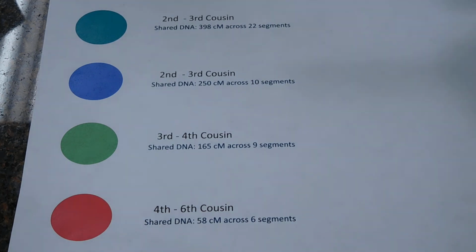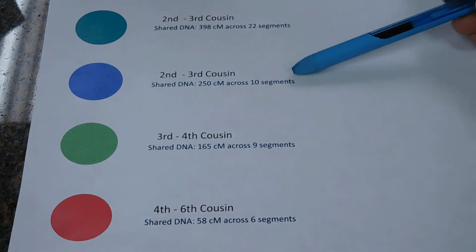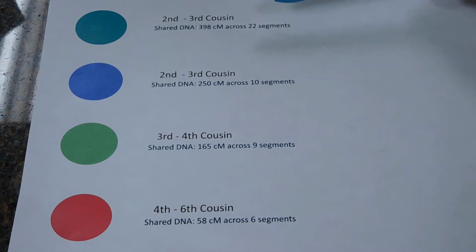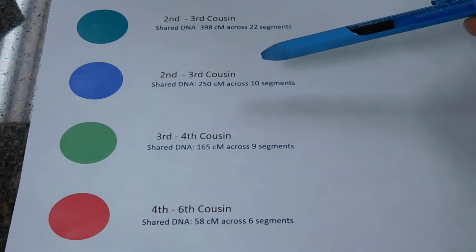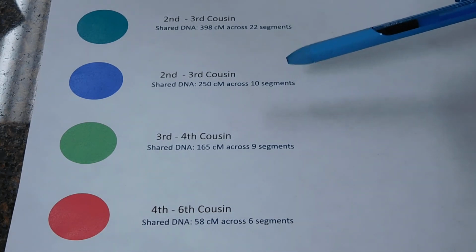So I have here two matches where the testing company believes that we are second to third cousins. The shared DNA for the first one is 398 centimorgans across 22 segments. And for the second one, whoops, I just bumped that. I hope you can still see that. It's 250 centimorgans across 10 segments.